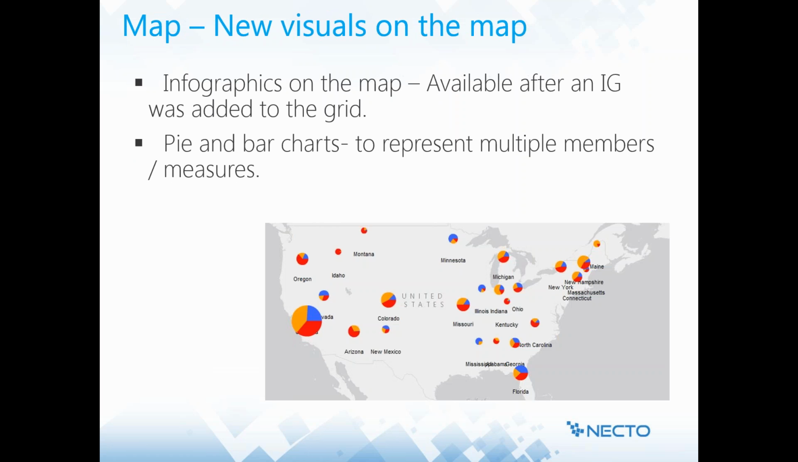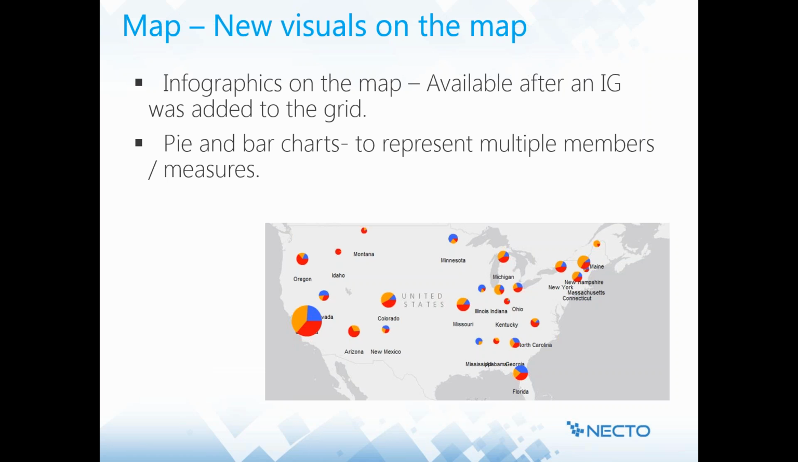The map. Moving forward to the map, we added the capability to show different pie or bar charts on the map. You can see an example in this PowerPoint presentation, representing multiple members and their spread in different territories of your geography. And you can also show infographics on the map.